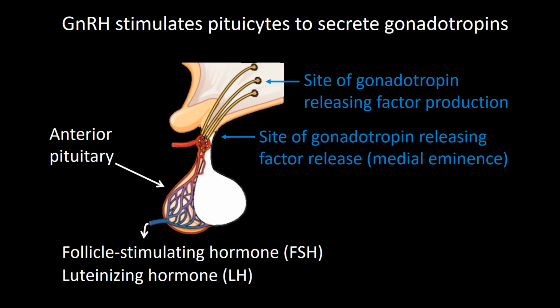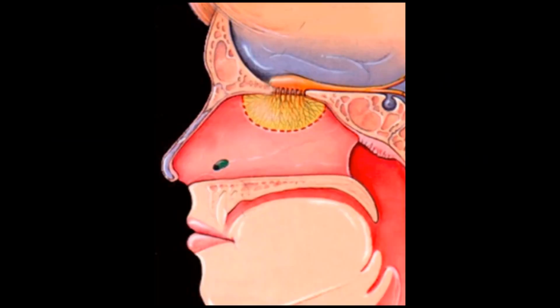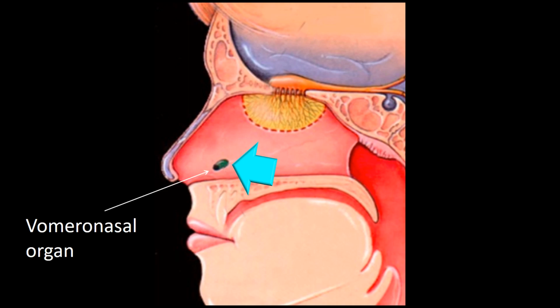Recall that gonadotropin releasing hormones are produced in the hypothalamus, secreted into the median eminence, and transported to the anterior pituitary by the hypophyseal portal system. There, they induce other neurons to secrete FSH and LH. Here I have again, and for the last time, reintroduced the nose figure. I have done so to indicate this element, the controversial vomeronasal organ.